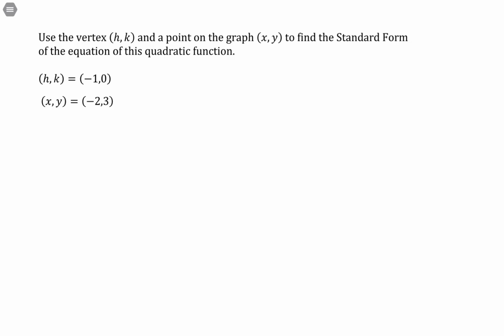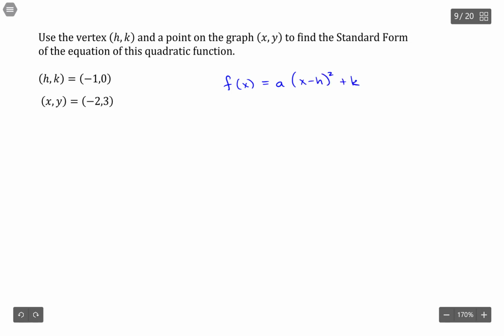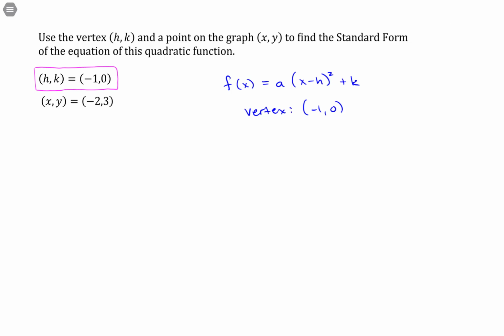And the vertex form, or the standard form as they're calling it, of a quadratic looks like this: f of x equals a times (x minus h) squared plus k, where the vertex is literally located at (-1, 0). So if I have the location of the vertex, I can take the coordinates of those and plug directly into my formula over here, and that will get me started pretty far into this problem.